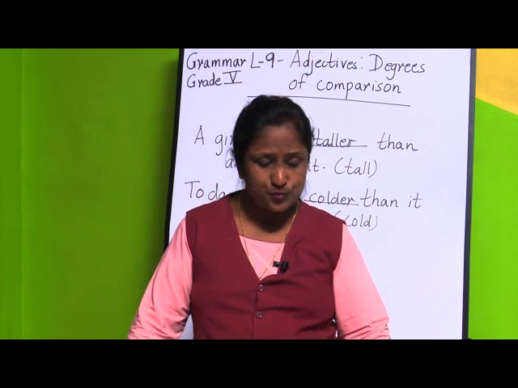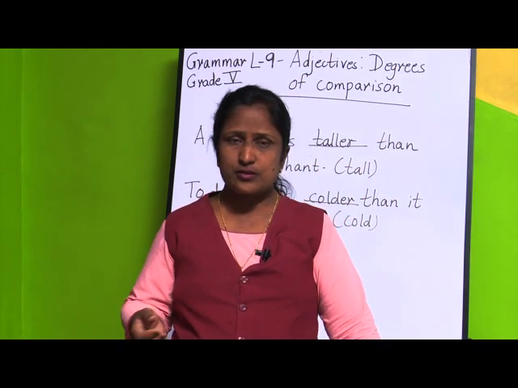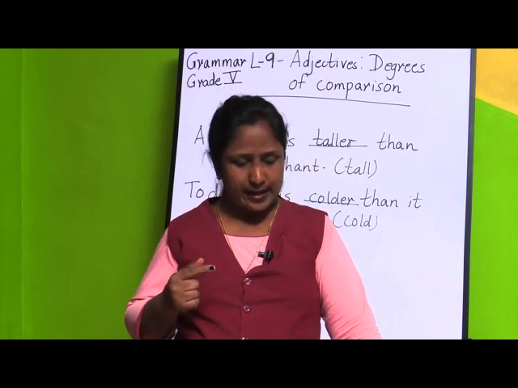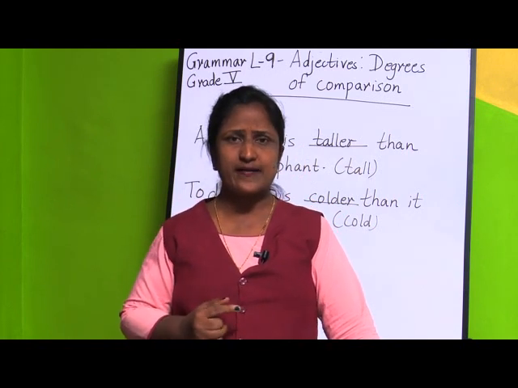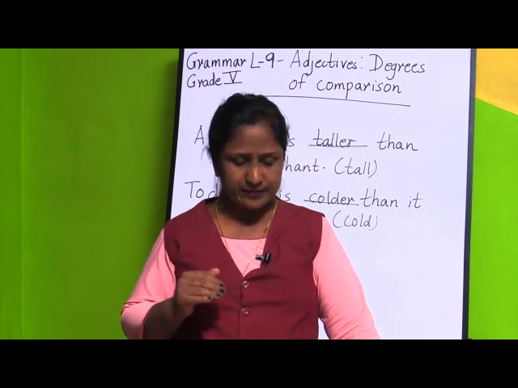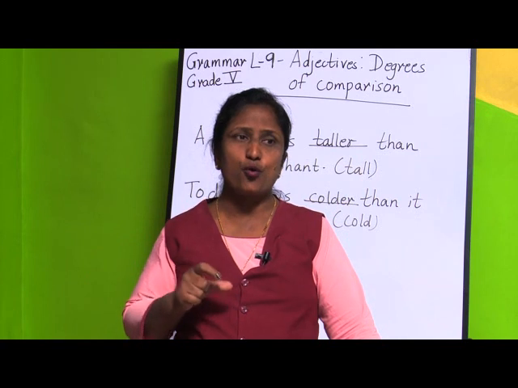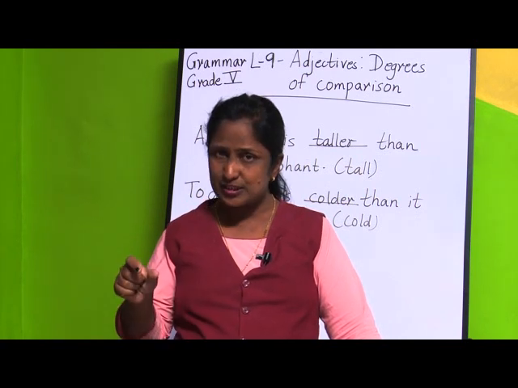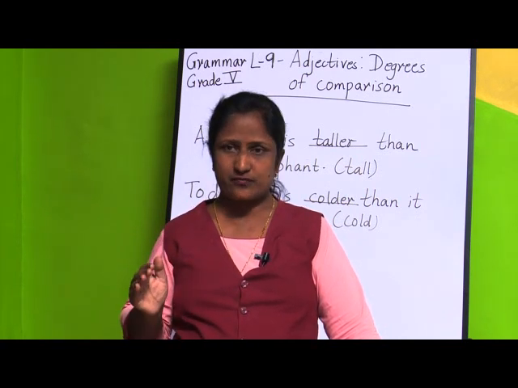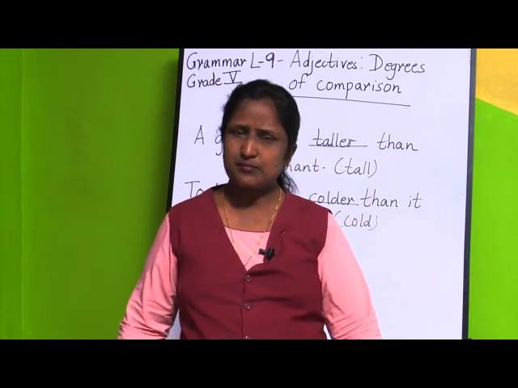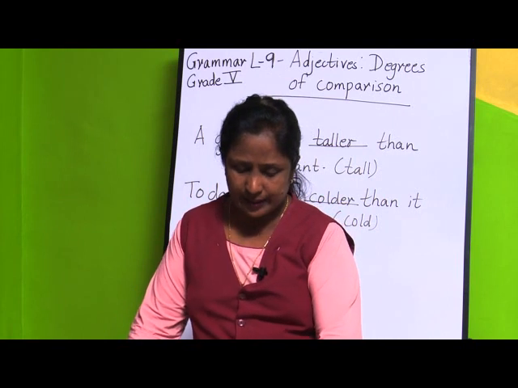Then the fourth one was what? If the consonant is single at the end, we are going to double it and add er for the comparative degree and est for the superlative degree. And some words, as they are big, we are going to use more plus adjective and most plus adjective for comparative and superlative respectively. And some adjectives do not have any rules.